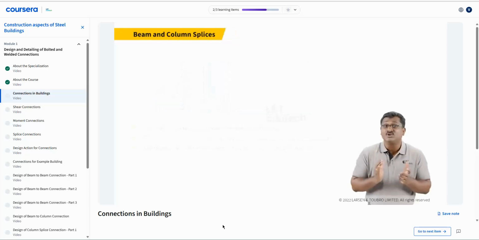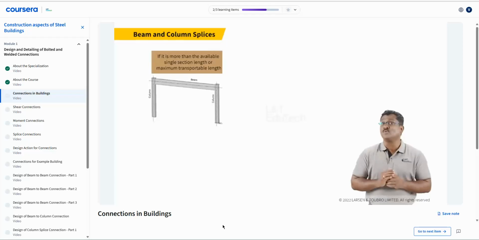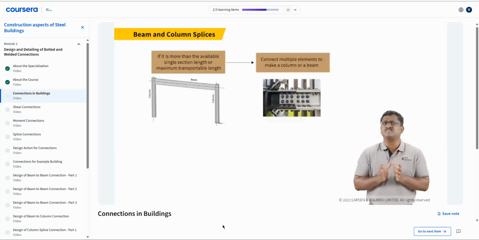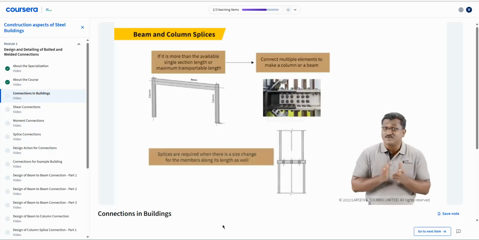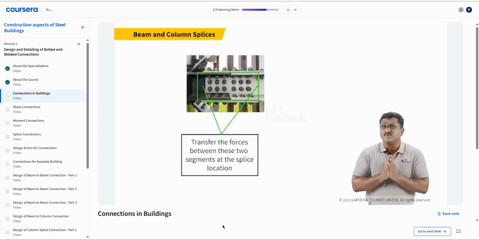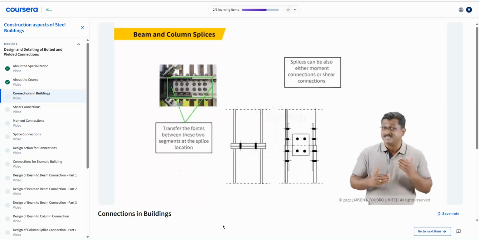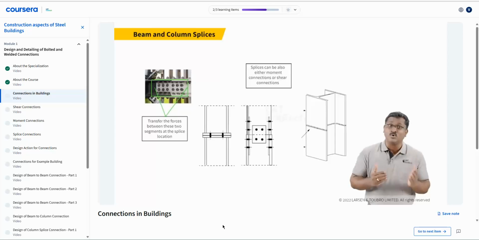When the length of the beam or height of the column is more than the available single section length, or otherwise when it is more than the maximum transportable length, we have to connect multiple elements to make a column or beam. The connection between these elements is called splices. Splices are required when there is a size change for the members along its length as well. Splices are designed for transferring the forces between these two segments at the splice location. That is, the splices can be either moment connection or shear connection. We will see some of the splice connections used in beams and columns in the subsequent topic.